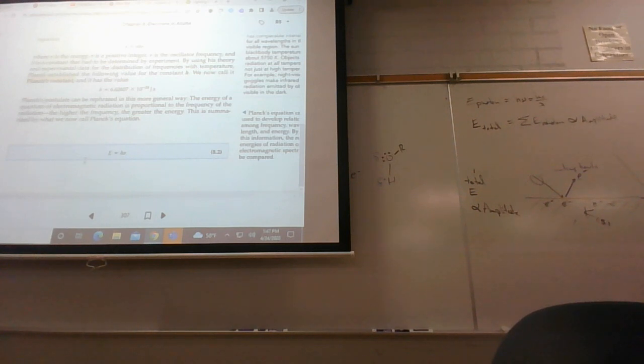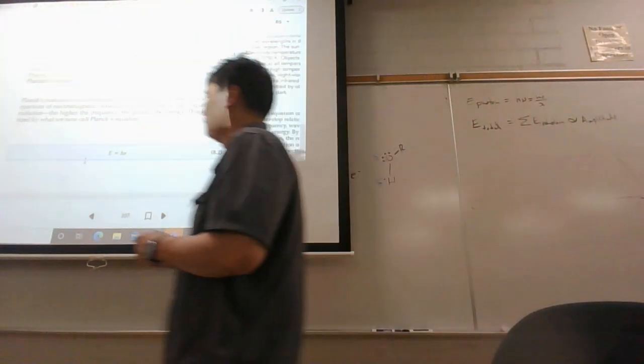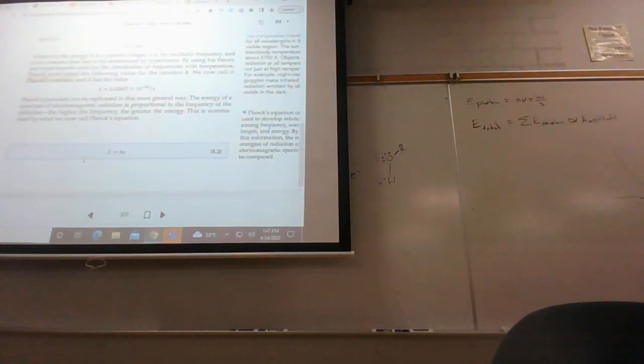But then we have to think in terms of red light turns out to have a lower photon energy than green light. Green light has a higher photon energy. And so we'll take a look.